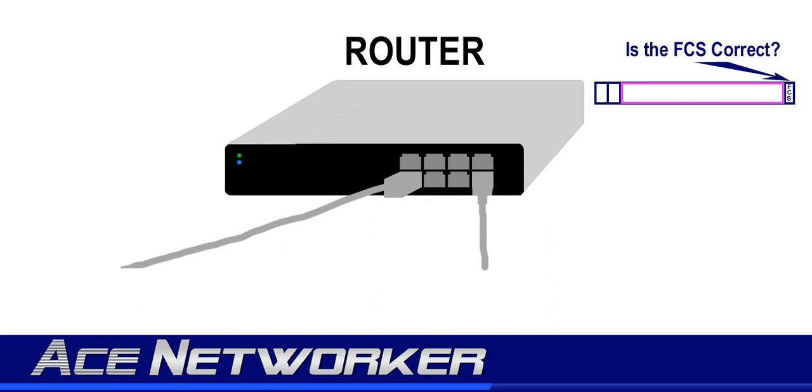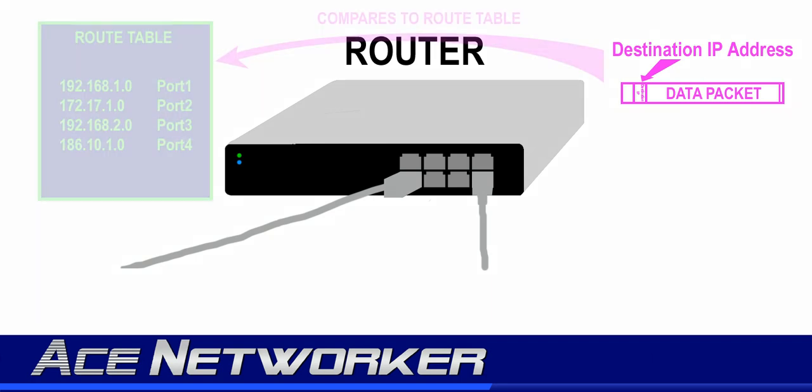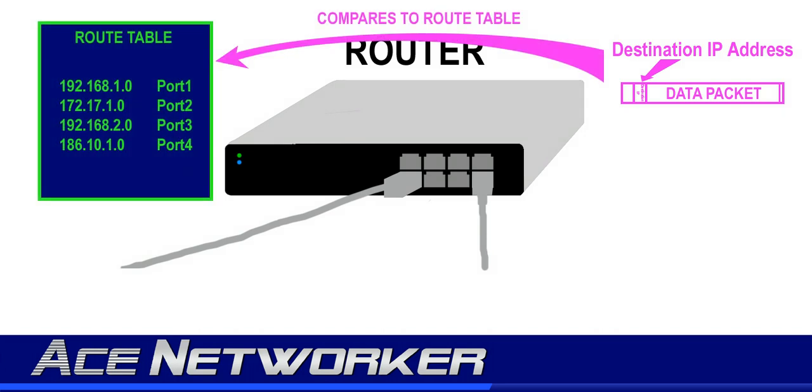Now, once the router verifies the frame was destined to actually reach the router itself, the router then removes the frame header and trailer and compares the destination layer 3 address, the one in the packet header inside the frame. It compares that layer 3 address to the route table that the router itself has stored in its own memory, either manually programmed into it or learned through dynamic routing protocols. And we'll get into those in the next video.